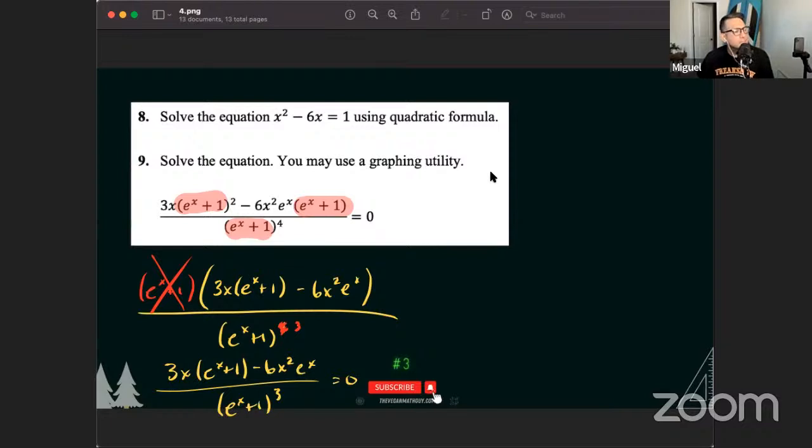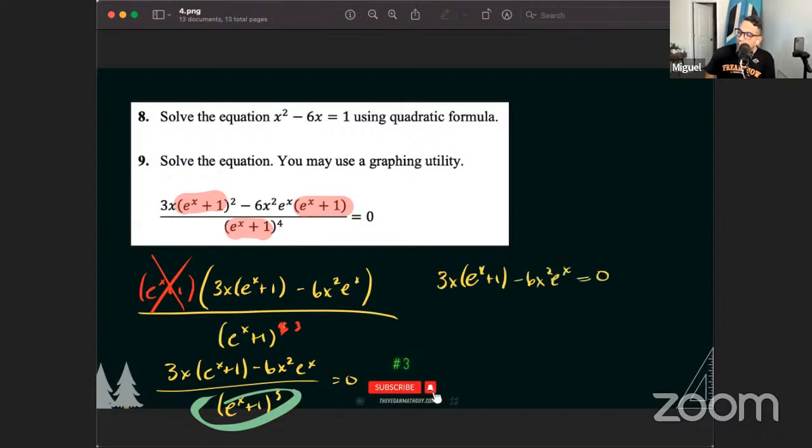It looks like, because they are asking for a graphing utility, this is interesting on how they want you to actually solve this. If they want a graphing utility, you're going to have to use Desmos or use a graphing calculator. But again, because this is set equal to 0, it's another way of saying, find the x-intercepts. And if you think about it, I'm multiplying the bottom to the other side. So this is just 3x times e to the x plus 1 minus 6x squared e to the x is equal to 0. So I'm really trying to solve when this is equal to 0.